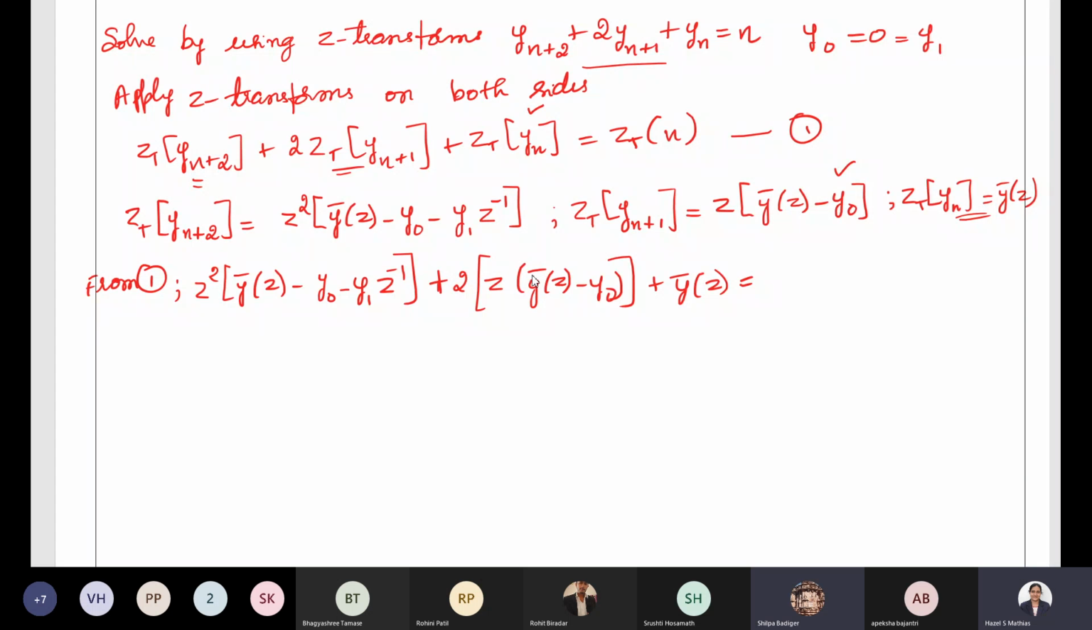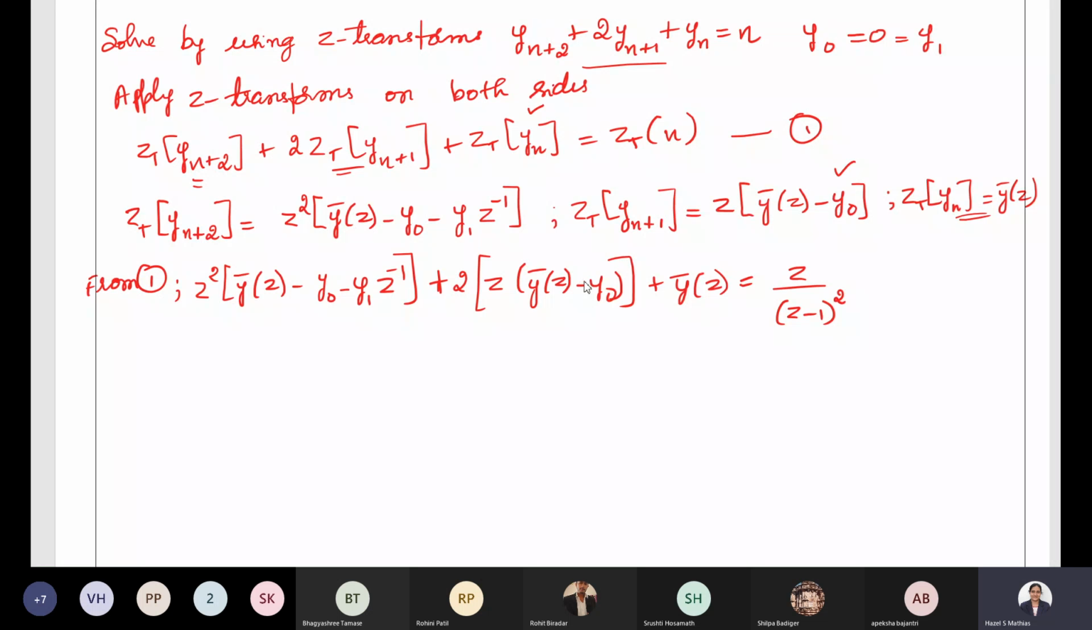Z transform of n. I have given these standard Z transforms in the first class where we started Z transforms. What is Z transform of n? Z by Z minus 1 whole square, ma'am. Yes, Z divided by Z minus 1 whole square. You need to remember all these things. If anybody does not remember, please go back and check the notes. I have listed those standard Z transforms over there.